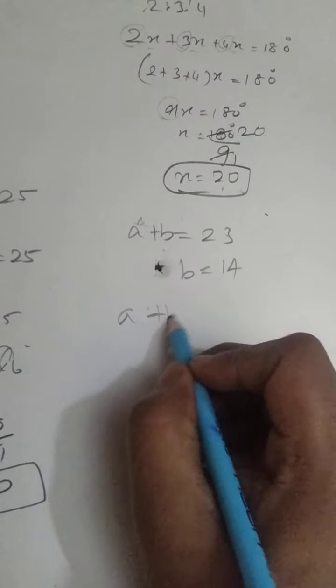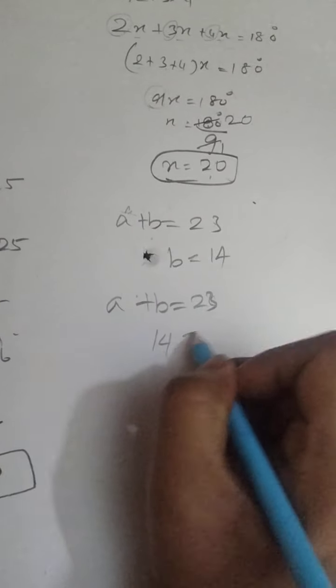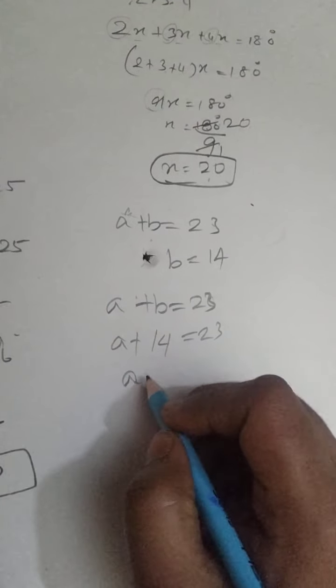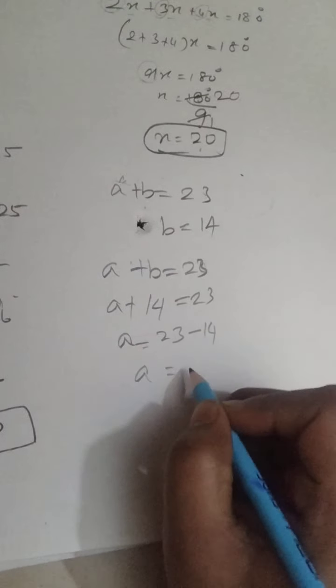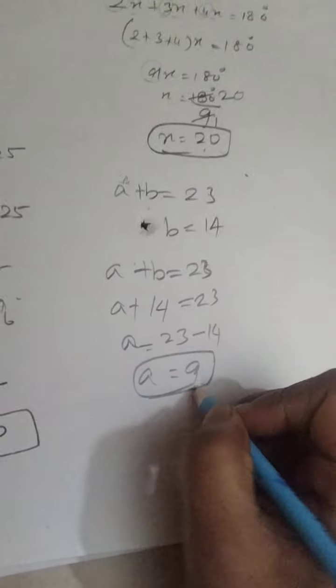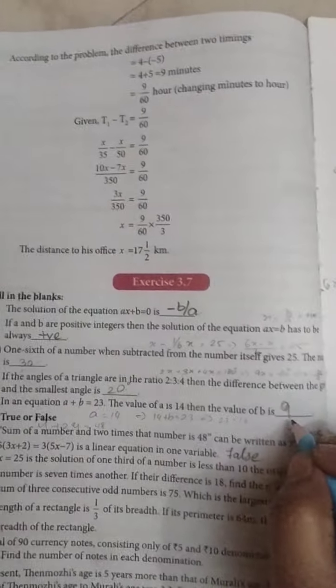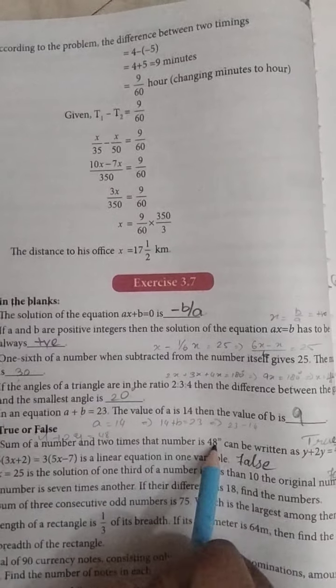a plus b equal to 23, and b is equal to 14. So a plus 14 is equal to 23. a equal to 23 minus 14. What will be the answer? So a equal to 9. Clear? So you have to write 9 here. Then after that, the sum of a number and 2 times that number is 48.